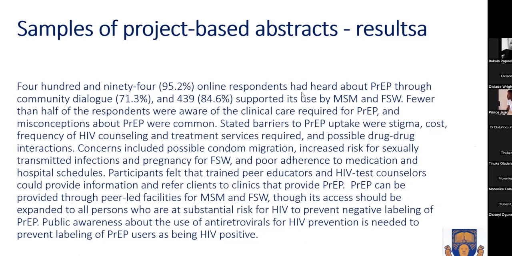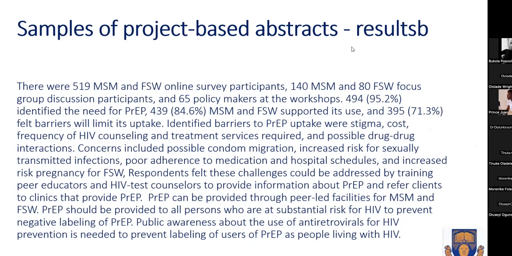Okay. So let's look at the second guy that writes a result. This result says there are 591 MSM and female sex workers online survey participants, and 140 MSM and 80 female sex workers who participated in the focus group discussion, and 65 policymakers who participated in the workshop. So this person has defined the sample size, defined the need for PrEP, and very important, supported its use.